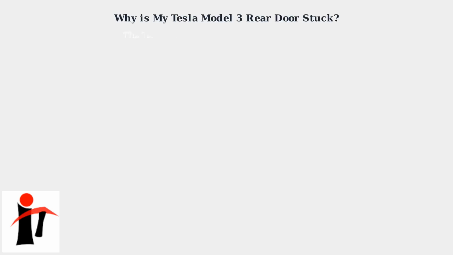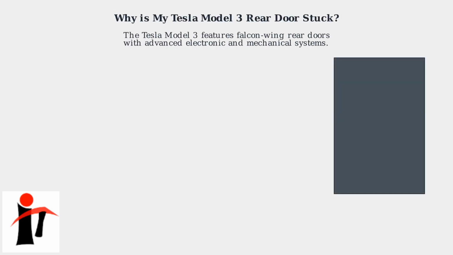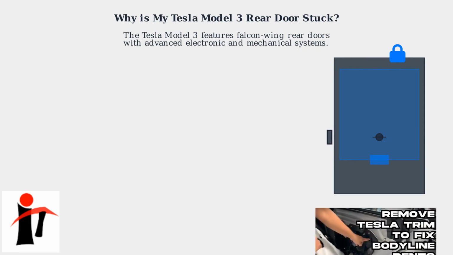The Tesla Model 3's rear doors use falcon wing design with electronic latches and safety features. While convenient, they can sometimes get stuck due to common issues. This simplified view shows the key components: the door body, window, handle, electronic latch, child lock indicator, and emergency release lever.